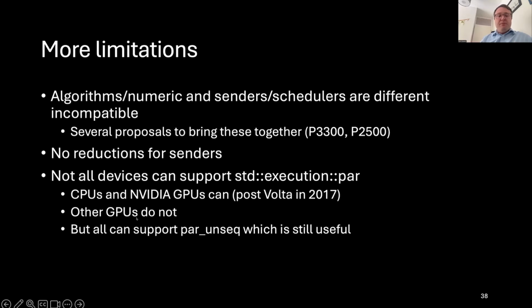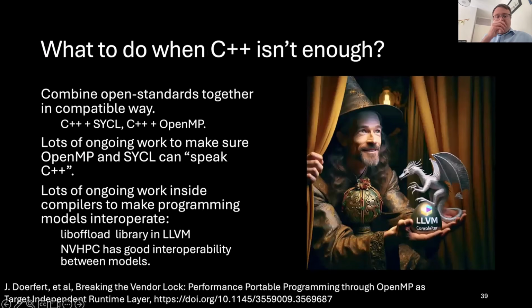But everything can support par and seq, and as we showed, you can get quite a lot of stuff done with par and seq. So if you do have a use case like that, what can you do? The best way I've found is you can pick and choose. Use C++ where you can, and then plug in a different parallel programming model to fill the gap for now. So you do C++ plus SYCL or C++ plus OpenMP just to fill in the gap where you can't make it work.